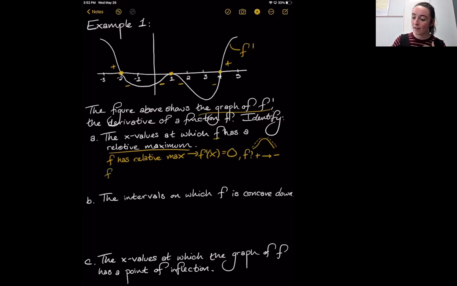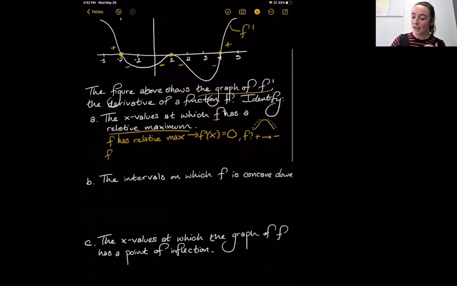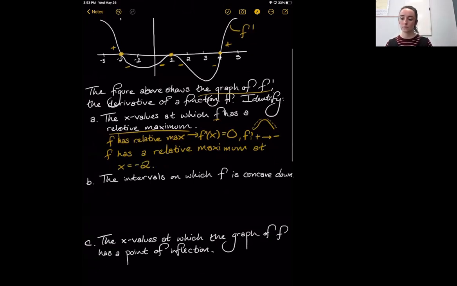So f has a relative maximum at x equals negative 2. Awesome. Let's take a look at part B.